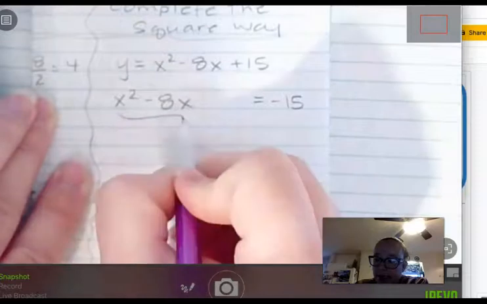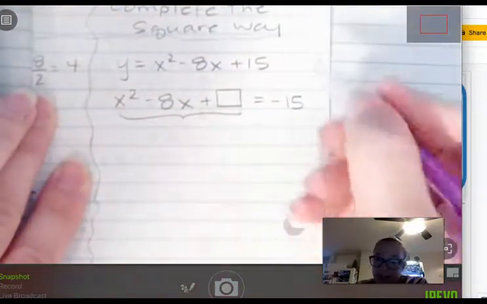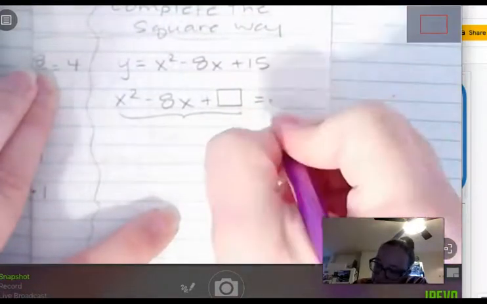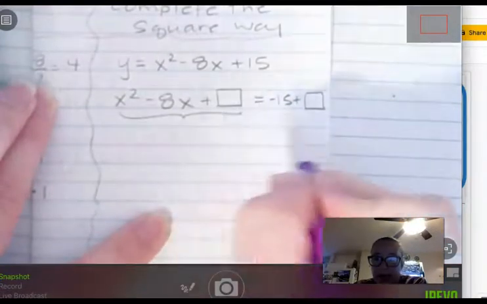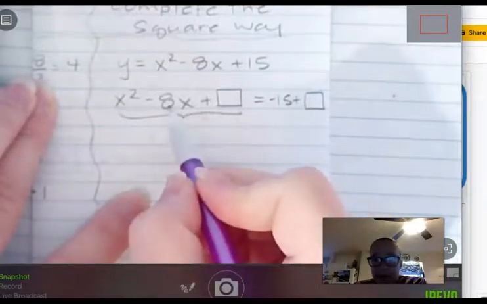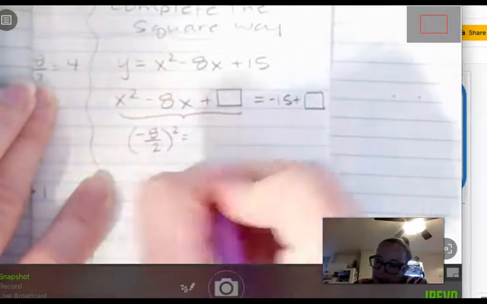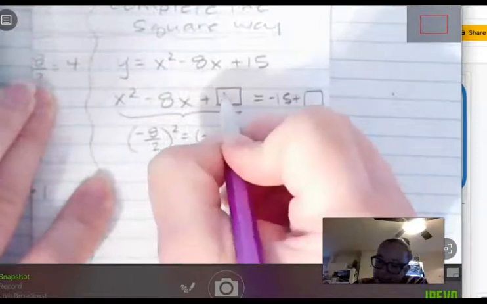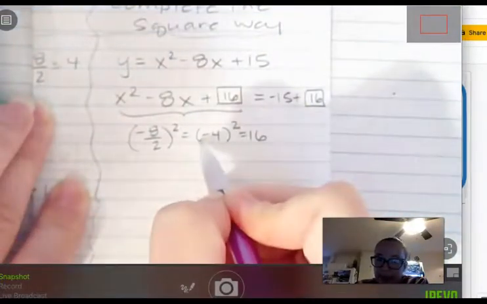Now we complete the square here. We know how to do that. Well, you should. So I'm going to rewrite this negative 15 smaller, because I'm going to run out of room here. So negative 15 plus the square, because remember, what you do to one side has to happen to the other. So how do we complete this square? We take half of b and we square it. So that would be negative 4 squared, which is 16. So that's what we add to both sides. So this is me completing the square.